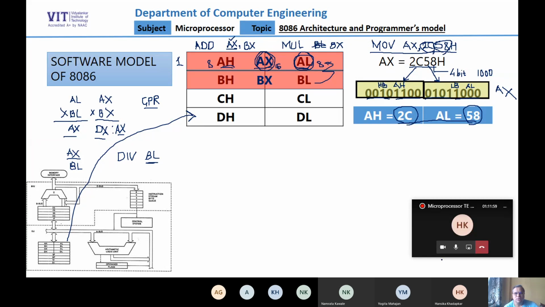Then the third register that you are able to see is CL and CH. CL is 8-bit and CH is also 8-bit, and combined together they form one 16-bit register known as CX. So CX is a 16-bit register. What is the use of the CX register in 8086 programs?